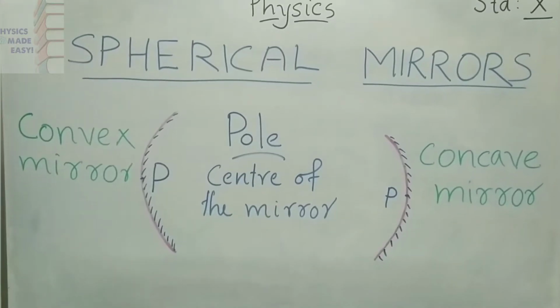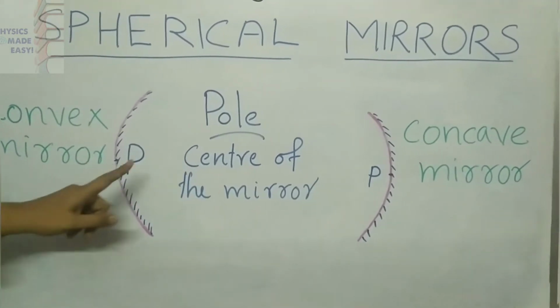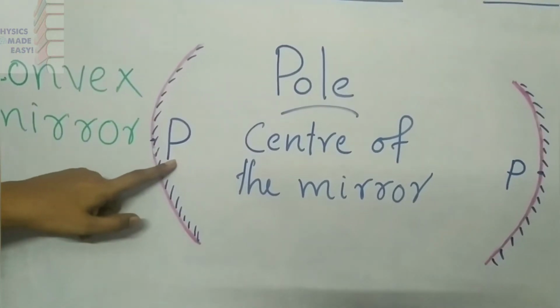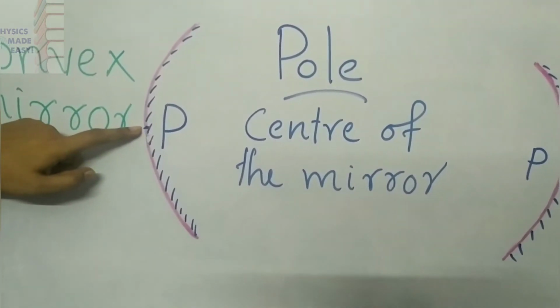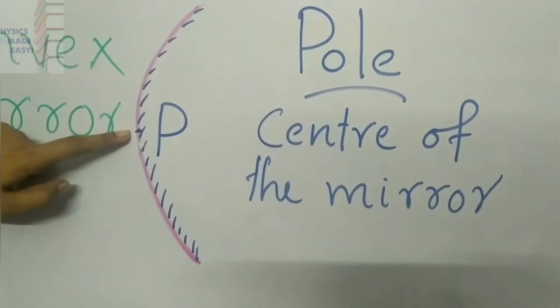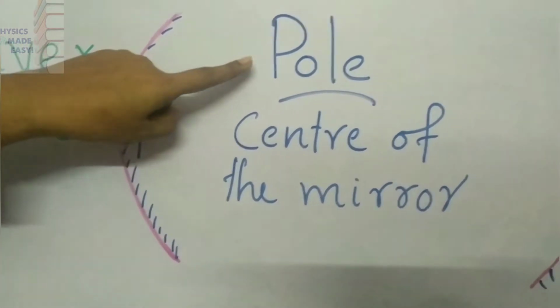Now we have to learn about some important terms related to the spherical mirrors. Here you can see one point is marked, the letter P. This is the center of this convex mirror. This is the center of the reflecting surface of that mirror. We call this point the pole.